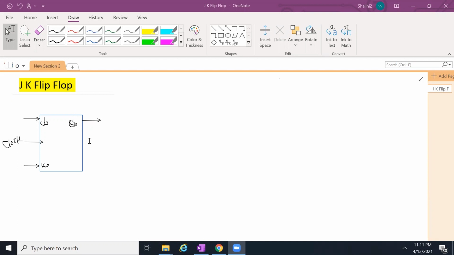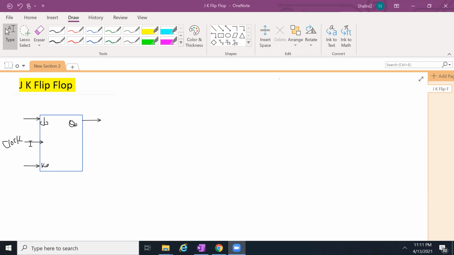For the JK flip-flop, we have two inputs. One is the J0 input and the second one is the K0 input. Okay, and Q0 represents the output of this JK flip-flop. And one more input which we know about is the clock, right?